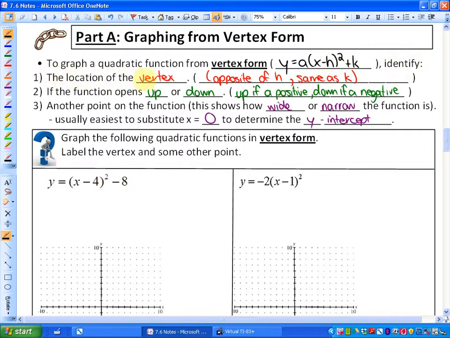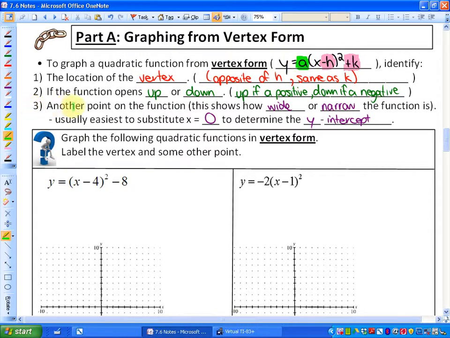First of all, the location of the vertex. What we learned is that the x-coordinate is the opposite of h. So whatever h is, it's the opposite of that. And the y-coordinate is the same as k. Secondly, you need to identify if the function opens up or down, and we learned that it's up if the coefficient is positive and down if the coefficient a is negative, which is in green here.